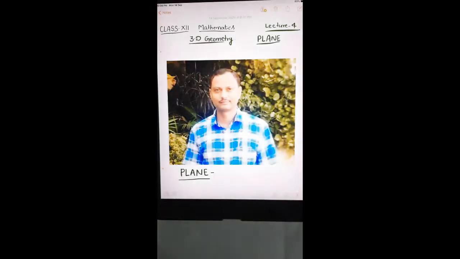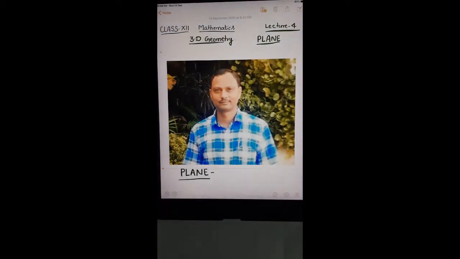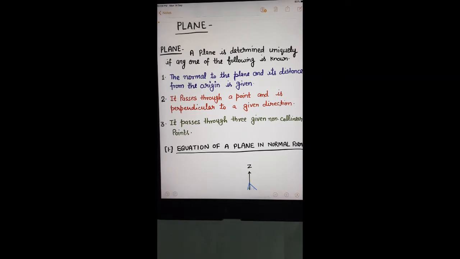In the previous lecture, we have completed the equation of line and problems based on equation of line. Now today we are going to start the topic plane. So we will study what are the different forms of equation of plane and how to solve the questions related to plane. So to find a unique plane, there are three different situations to find the equation of plane. Let us start. To find the unique equation of plane, there are three different forms.